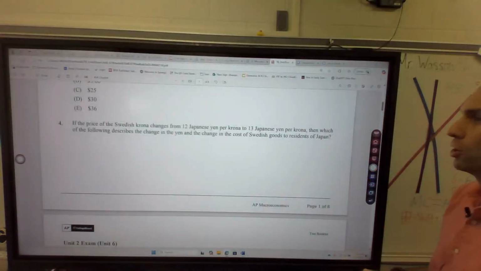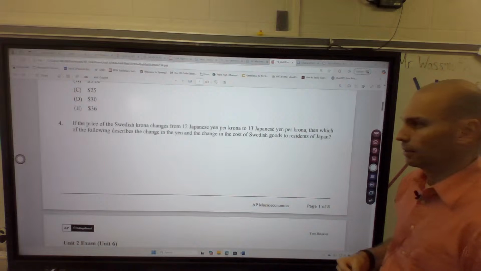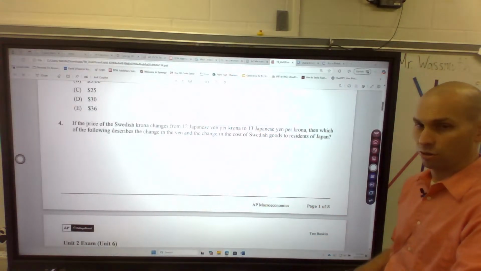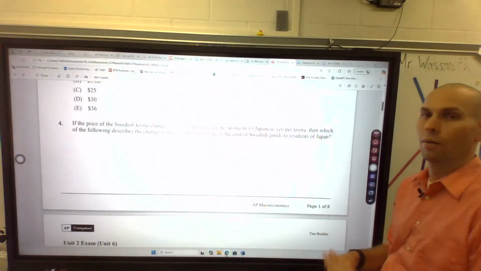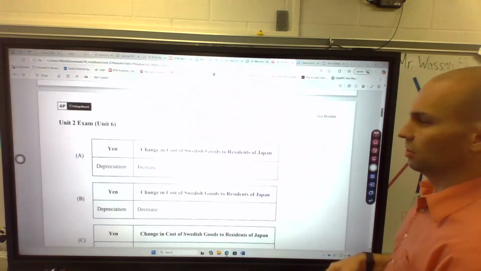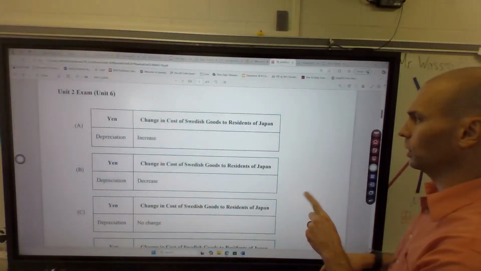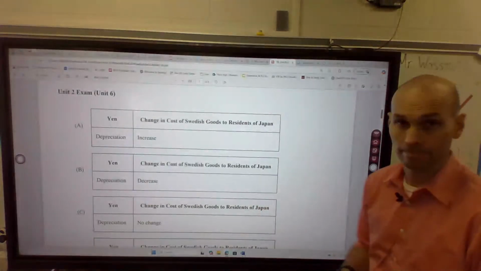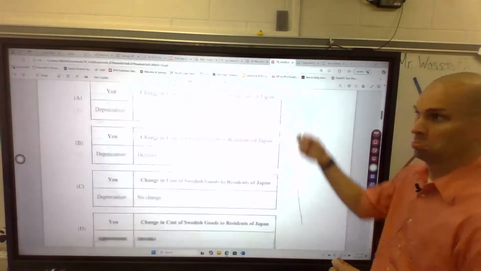All right, then which of the following describes the change in the yen and the change in the cost of Swedish goods to residents of Japan? All right, so the yen will what? Depreciate. The krona appreciated, so to Japanese people, Swedish goods look what? More expensive. So the yen will depreciate and the cost of Swedish goods to residents would increase. There you go. Any questions? Let's do 9 and 10.